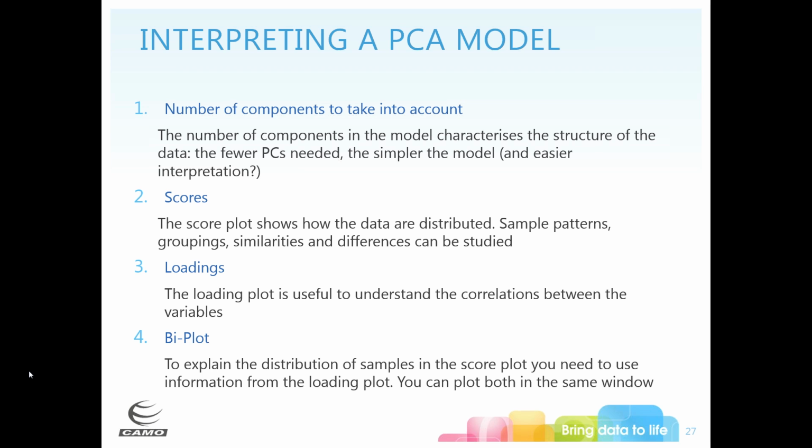You want to look at the scores. That shows you how the data is distributed. You will see sample patterns, groupings, and similarities and differences can be studied. The loadings plot is used to understand the correlations between the variables, so which variables are actually important. Sometimes you might not need all of your variables, and from that loadings plot you can decide, oh, saturated fat didn't tell us anything really, so we can throw that out and we don't need to use that information anymore.